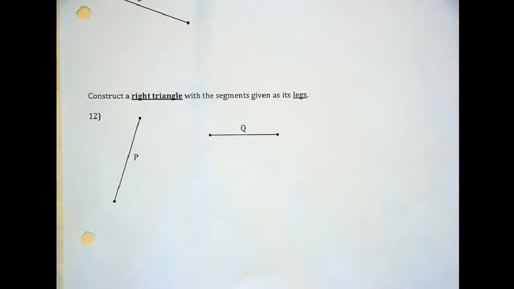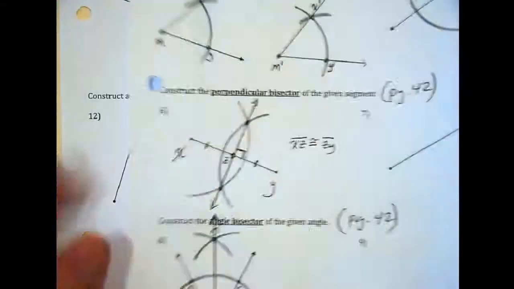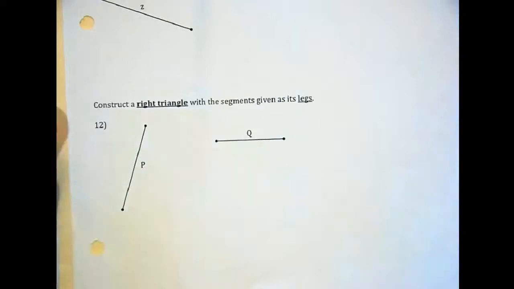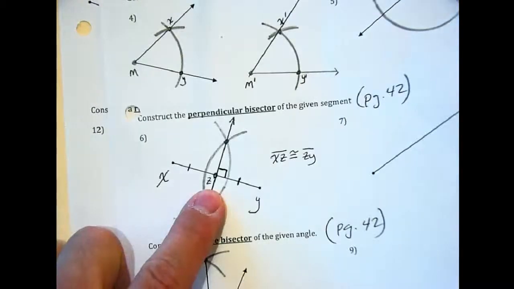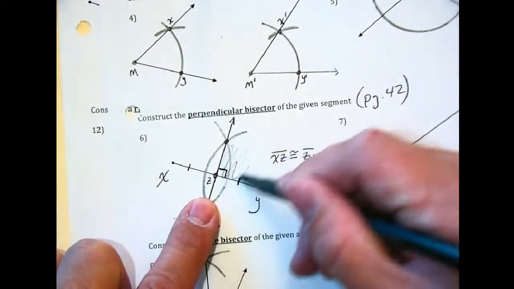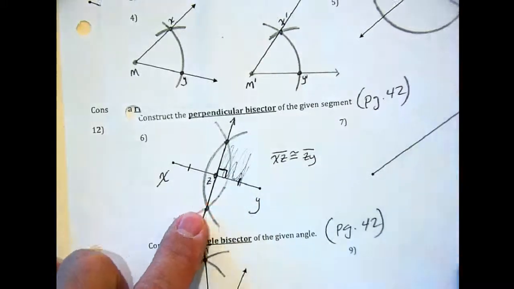Okay, you have to have a right angle. Now, which of the constructions have we done that make a right angle? Remember our perpendicular bisector here. That makes a right angle. So the first thing we need to do to make a right triangle is to make a perpendicular bisector, because that means then this corner could be the corner of your triangle. Okay? And so that's our goal here.